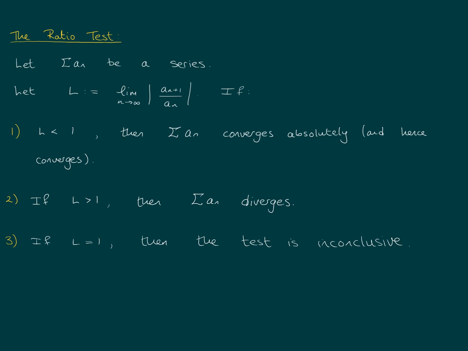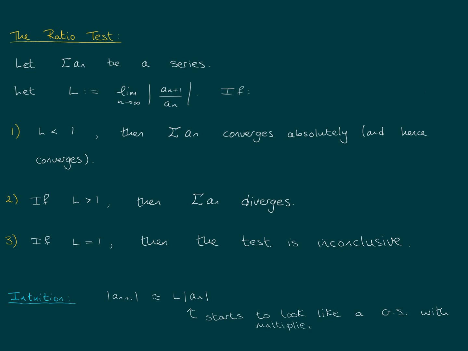So, what's the intuition behind this? Intuition. If L is this limit of the absolute value of a_{n+1} over a_n, this tells us that the absolute value of a_{n+1} is roughly equal to L times the absolute value of a_n, as n gets very large. So if you want to go from a_n to a_{n+1}, you multiply by L. So it starts to look like a geometric series with multiplier L.